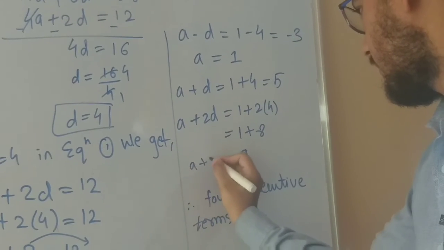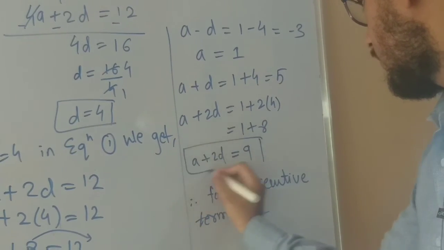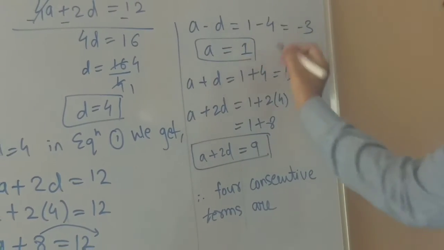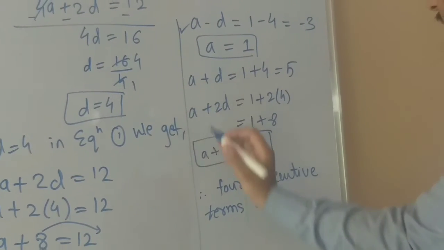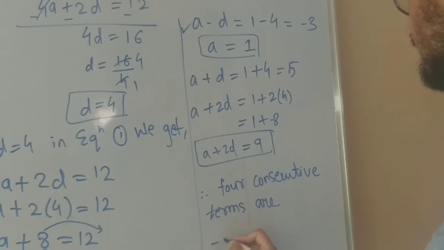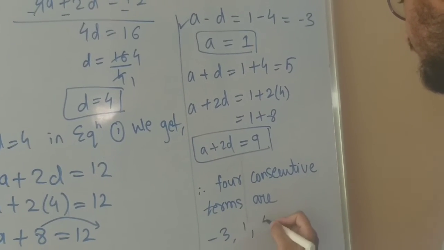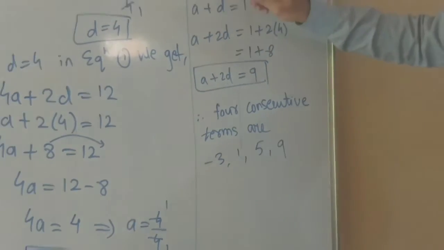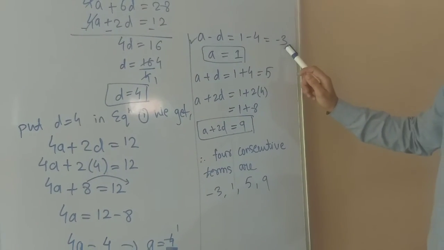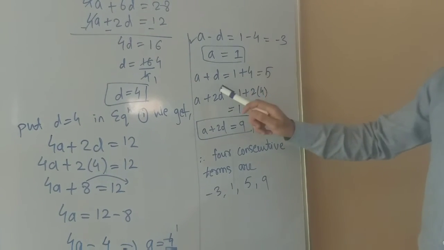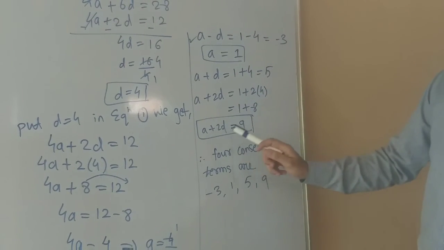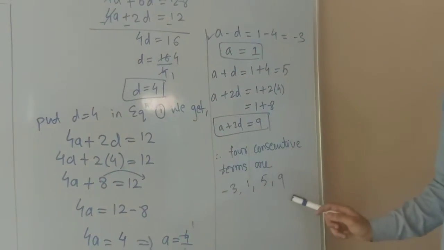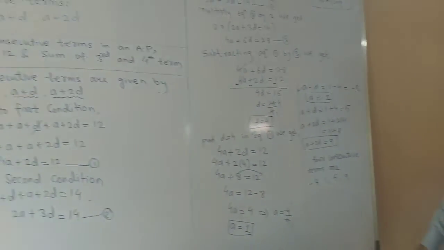This is a plus 2d, the fourth term. This is second, this is first. So you are getting minus 3, 1, 5, 9. These are the 4 consecutive terms. a minus d gives minus 3, second a equals 1, third a plus d equals 5, and fourth a plus 2d equals 9. So this is the answer of this question.